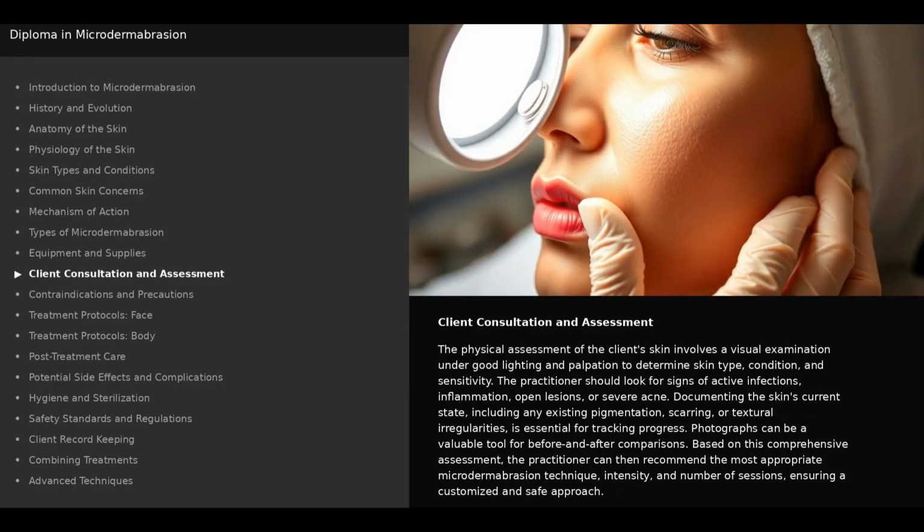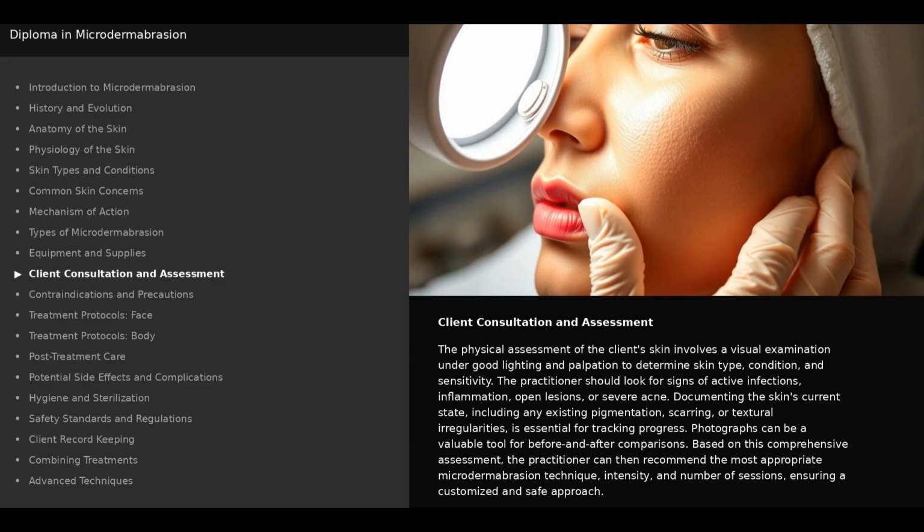The physical assessment of the client's skin involves a visual examination under good lighting and palpation to determine skin type, condition, and sensitivity. The practitioner should look for signs of active infections, inflammation, open lesions, or severe acne. Documenting the skin's current state, including any existing pigmentation, scarring, or textural irregularities, is essential for tracking progress.